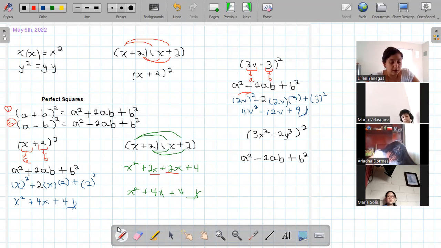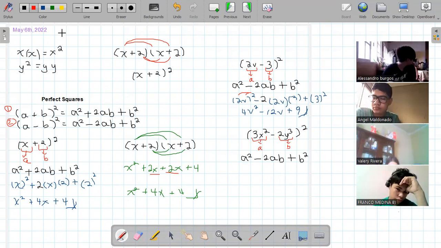Okay, what is A? 2x to the second power. Exactly, all of this is A. 2x to the second power, that would be A. What would be B? What is B in there? 2y to the third power without the sign, right? Because the sign is already in the formula.